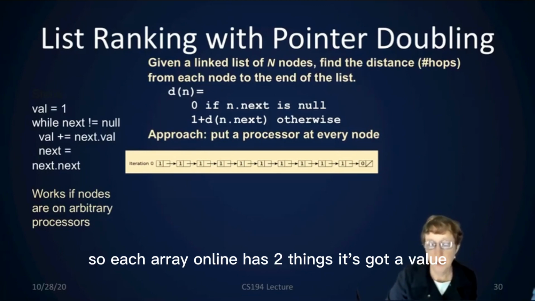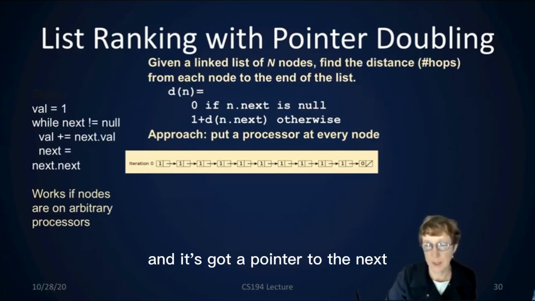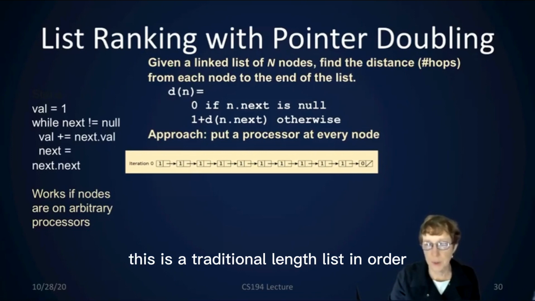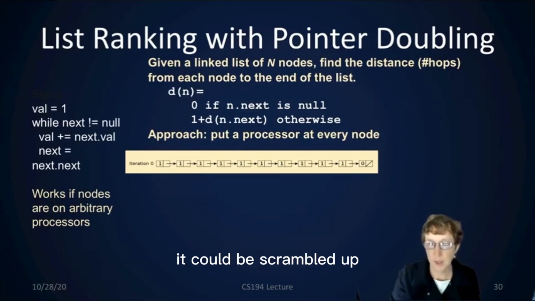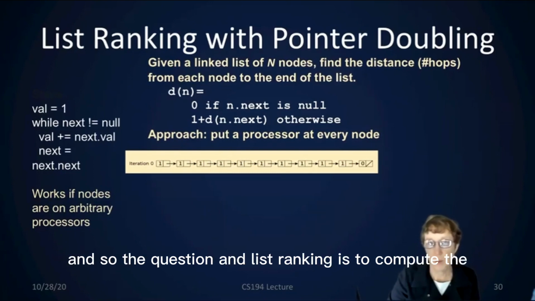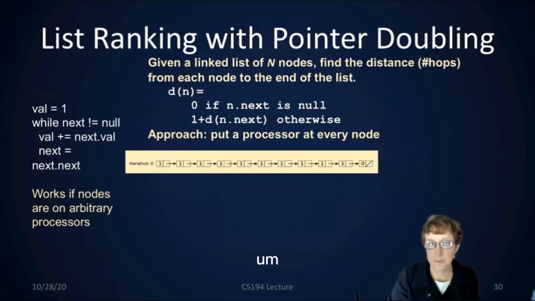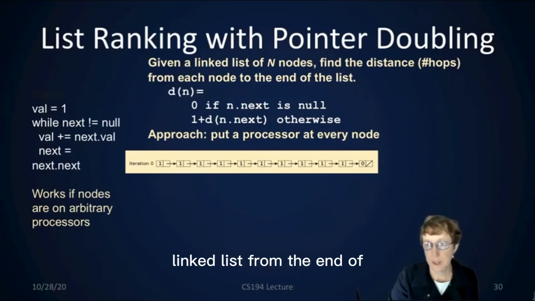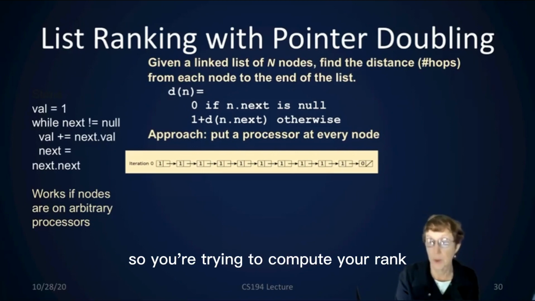It's got a value, and it's got a pointer to the next. And the pointer to the next would be a pointer to some other processor's element. And so although I've drawn this as a traditional linked list in order, it could be scrambled up all over the processors in any different way. And so the question in list ranking is to compute the distance of each node in this linked list from the end of the linked list. So you're trying to compute your rank.